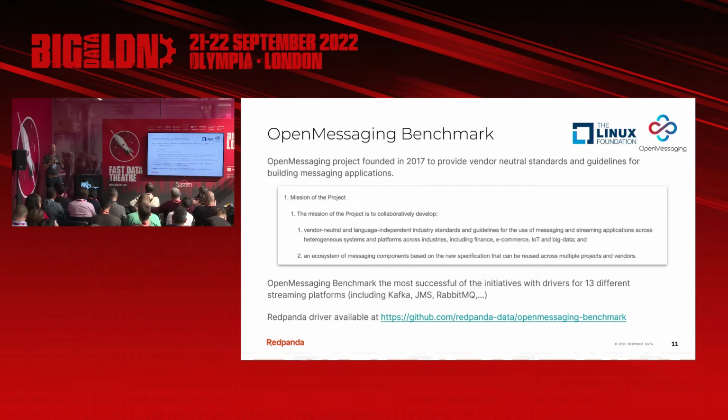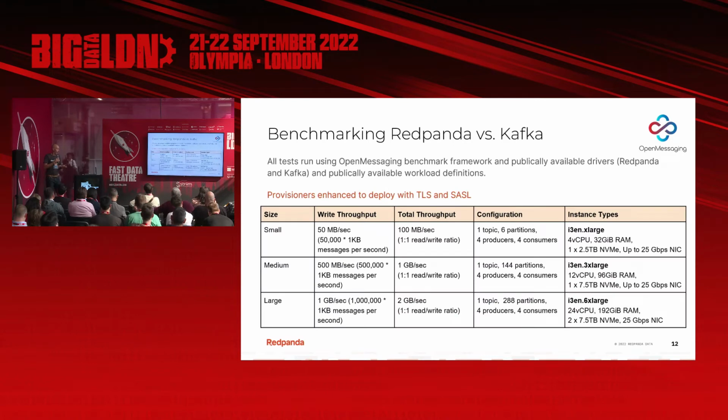Actually, pretty much the Redpanda one is the Kafka driver, but we've then got configurations for deploying Redpanda as part of that. For these tests, we've run 3 different workloads, a small, a medium, a large. The small is 50 megabytes per second, the medium is 500 megabytes a second, the large is 1 gigabyte per second. And we're going to run these on Amazon EC2 compute of differing sizes, and then we'll compare the results for what the performance looks like.